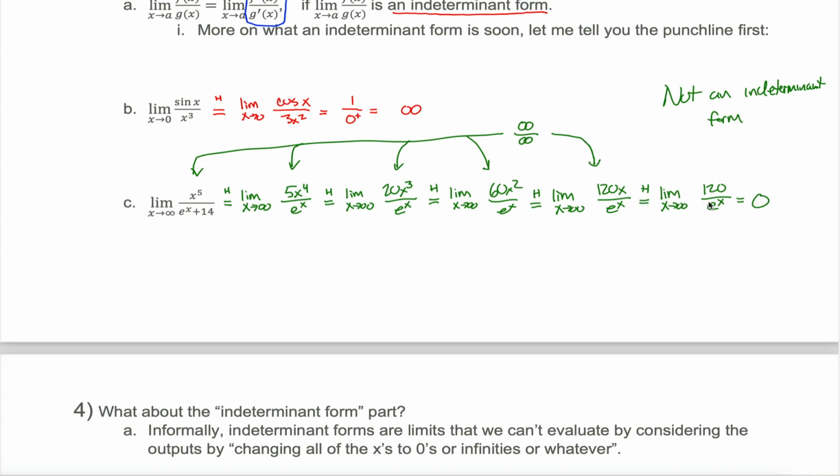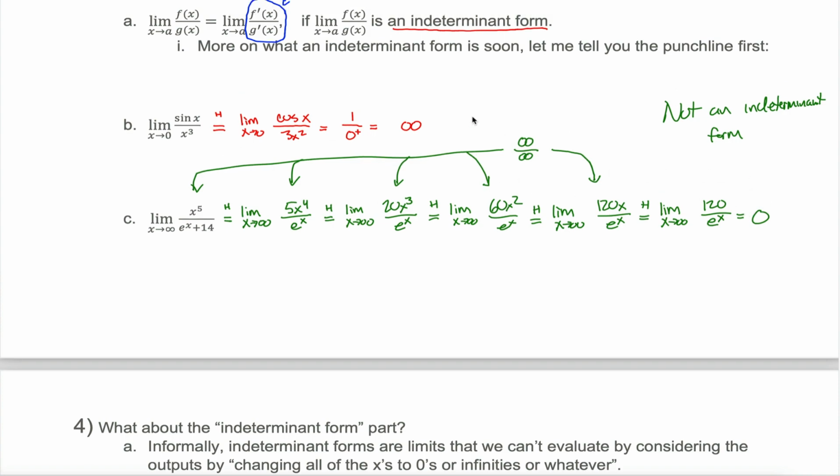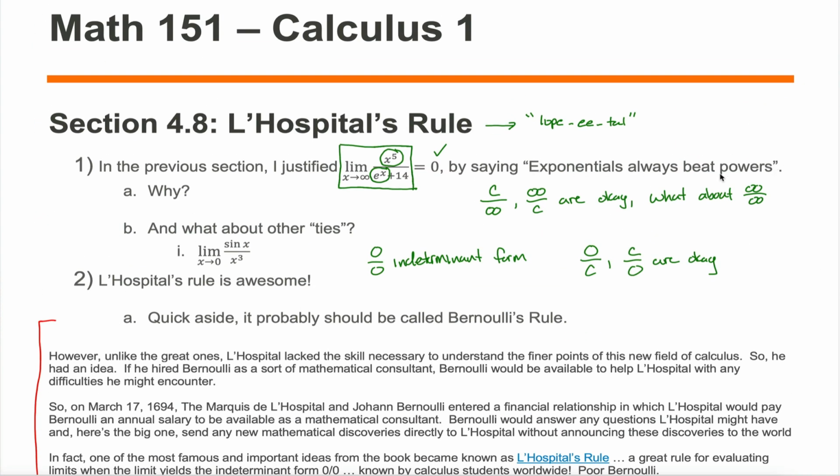Anyways, through this chain of equalities, we figured out that this original limit that we were trying to figure out is just equal to 0. The same conclusion we came to in the previous section when I told you exponentials always beat powers, and maybe you felt a little bit uncomfortable about that. Now I can justify it.